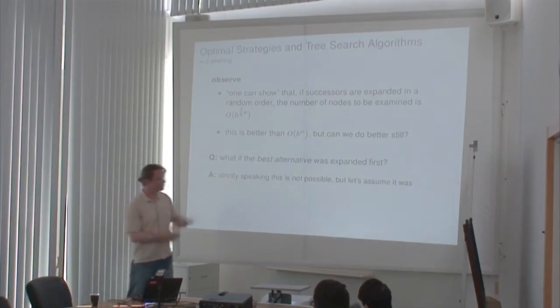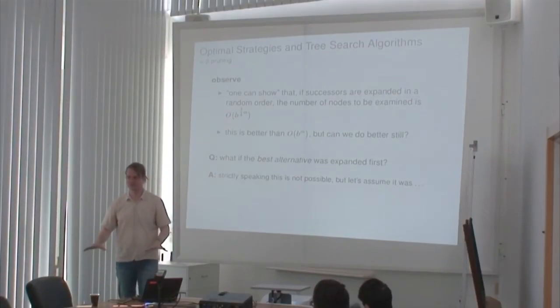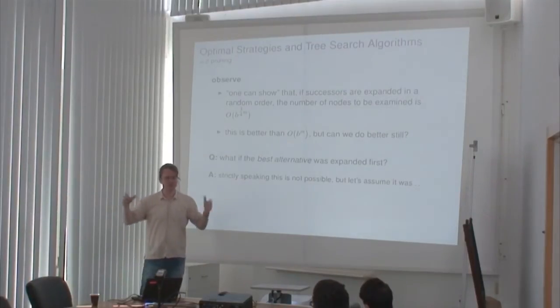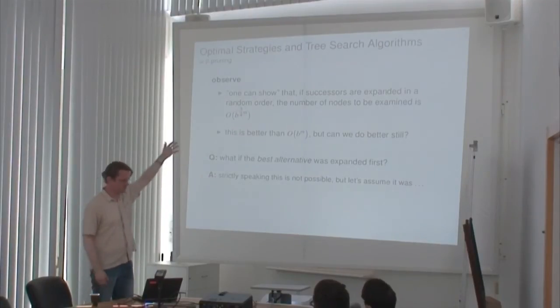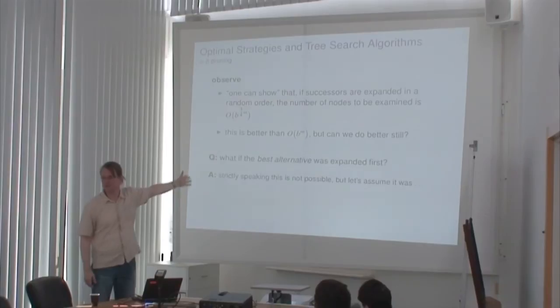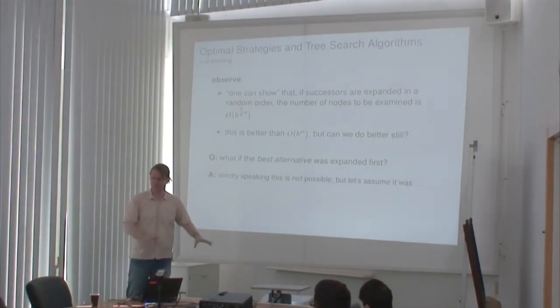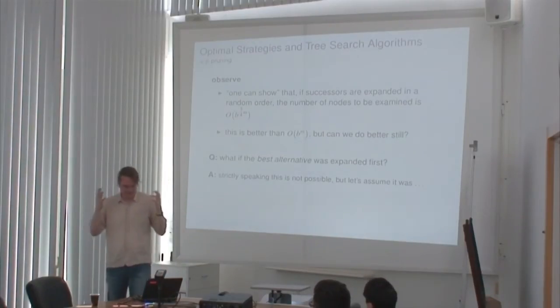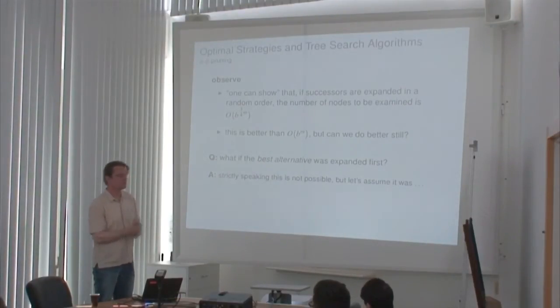Once we do that, so we are in some node, we have to expand a couple of successors, and we want to compare them, we basically have to go down to the leaf level of the tree, and then we can order them, because then we have all the information necessary. But if we do that, then this does not yield anything, because this is what we want to avoid: going down to the leaf level of the tree. So this is, very strictly speaking, not possible. But let us, for the time being, assume it was.